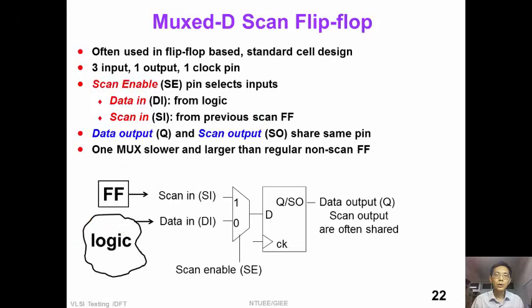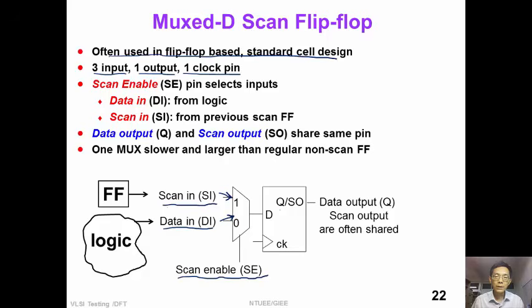This slide shows a simple Muxed-D scan flip-flop. This is the most widely used flip-flop for standard cell design. This Muxed-D scan flip-flop has 3 inputs and 1 output, and of course 1 clock pin. The scan enable pin, or SE, selects between 2 inputs. Data input is coming from logic, and the scan input is coming from the previous scan flip-flop.